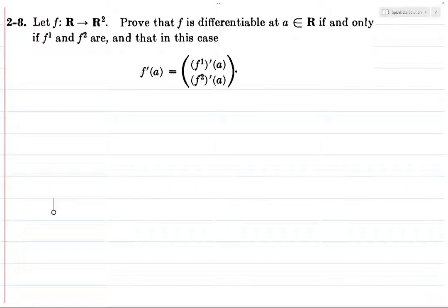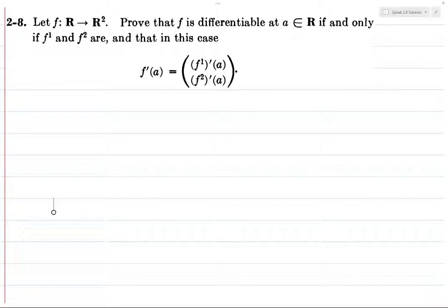Wait a minute. Yes, because if you take a real number, you think of that as a 1 by 1 matrix. And so if you multiply on the left by this 2 by 1 matrix, then you end up with a 2 by 1 matrix. And so this does indeed map R into R2.